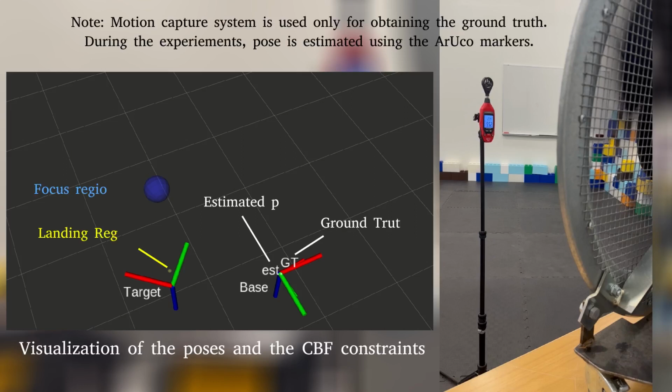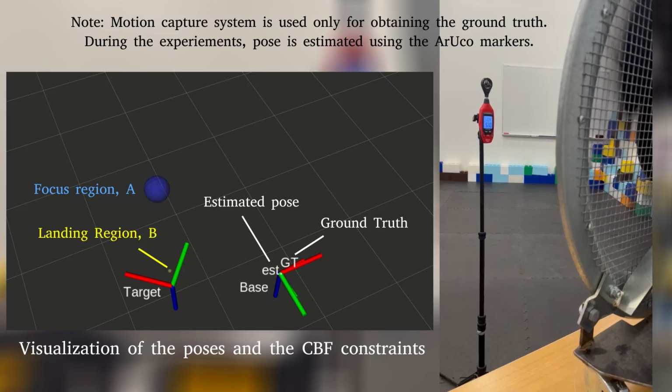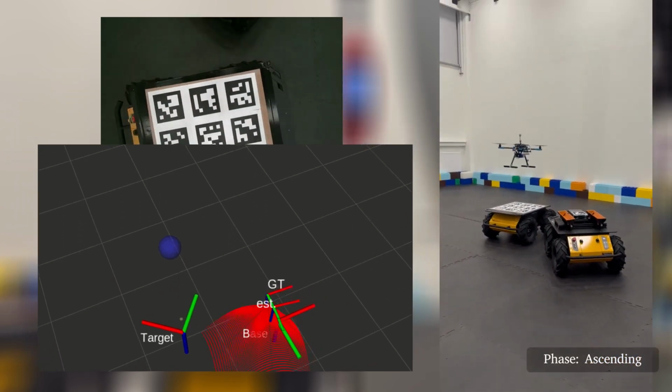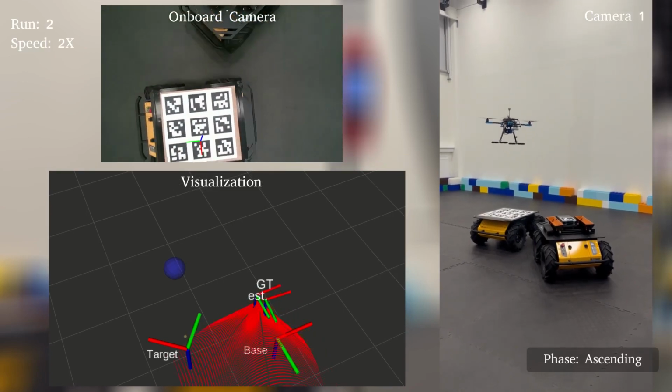A visualization of the poses and the CBFs is presented to provide a perspective of the experiment. The ground truth, GT, is obtained from the motion capture system, and it is not used for the pose estimation or anything else in the entire algorithm. The UAV's pose is estimated using the Aruco markers, and it is represented as EST. In the visualization, the blue sphere shows the focus region A, and the small yellow sphere shows the landing region B. The CBF's boundary will be shown with an array of red markers.